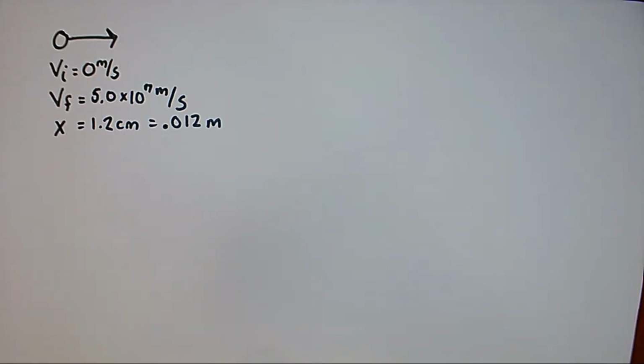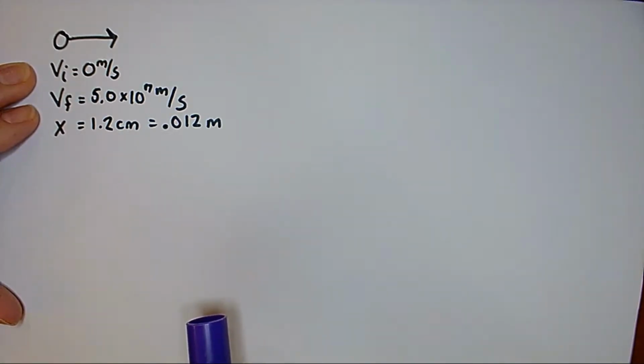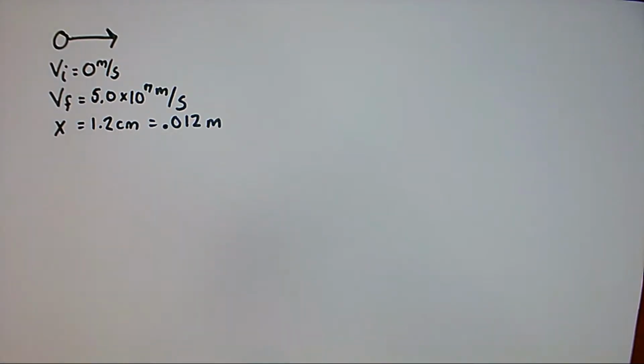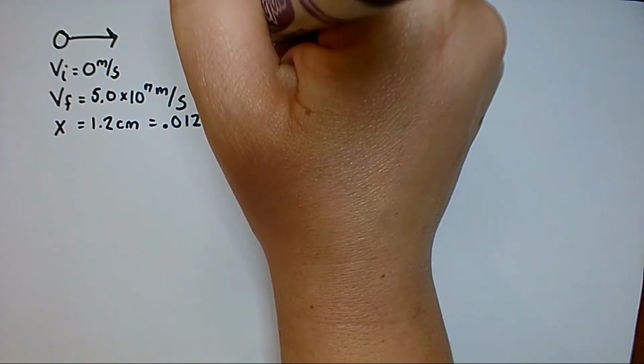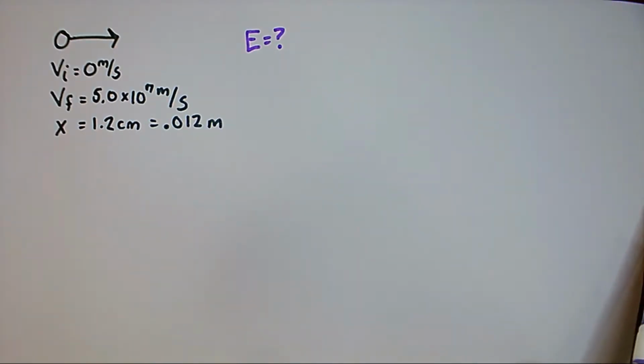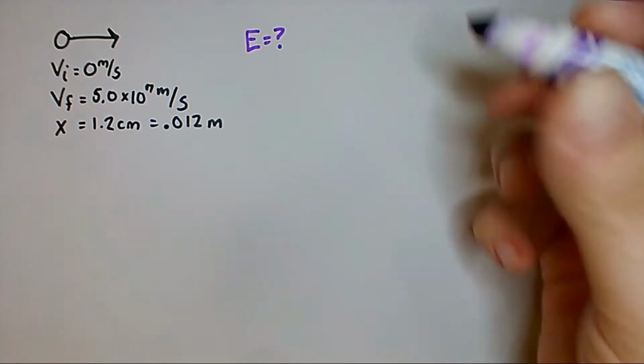I've gone ahead and listed everything that was given in the problem. We know that it starts at an initial velocity of 0 and it gets up to a final velocity of 5 times 10 to the 7th over a distance of 1.2 centimeters, which I have converted to meters. And the question is asking for the electric field. So here's where we might get stuck, because there's not a lot of information given relating to electric field.